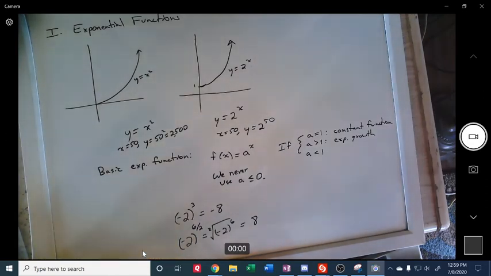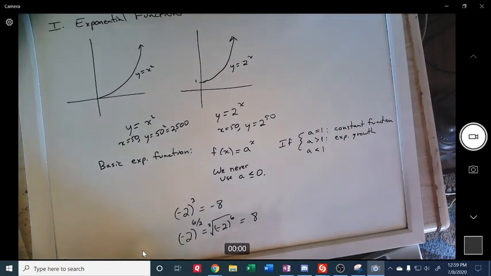Besides, when the base is negative, and it would oscillate between positive and negative outputs, that doesn't have any application anyways. So it's not of interest to us. So we just say we never let a be negative or 0.